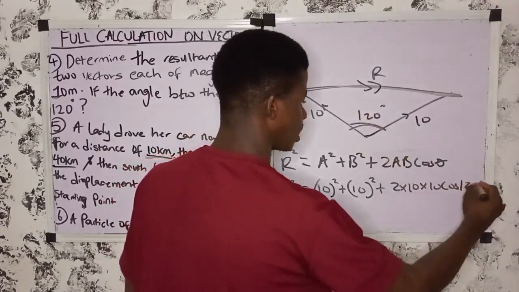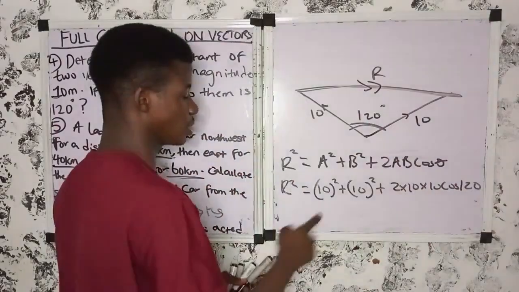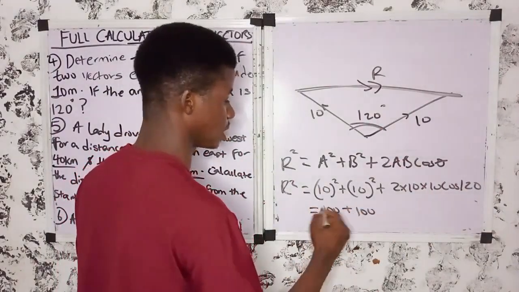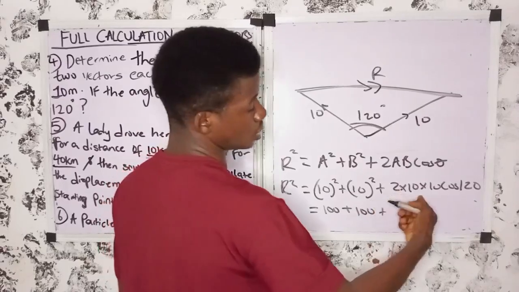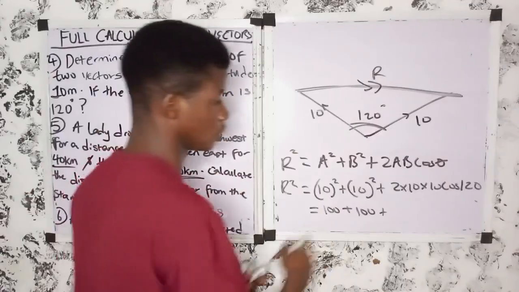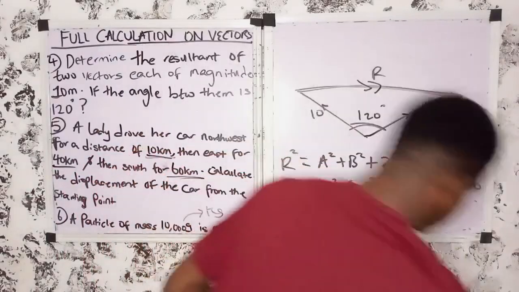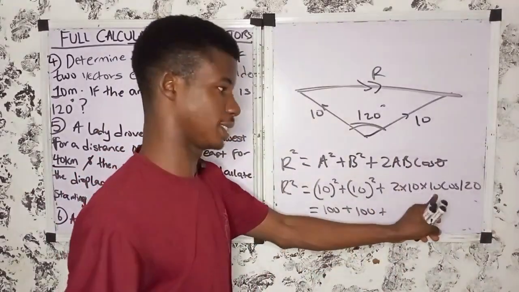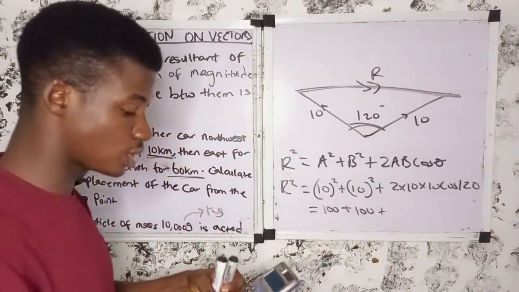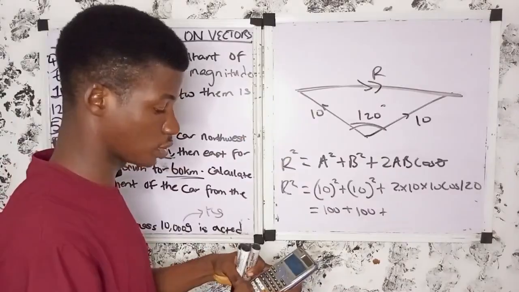So 10 square is 100, and the other 10 square is still 100. Then plus 2 times 10 times 10, which is 200. Then cos 120. So it is 200 cos 120.